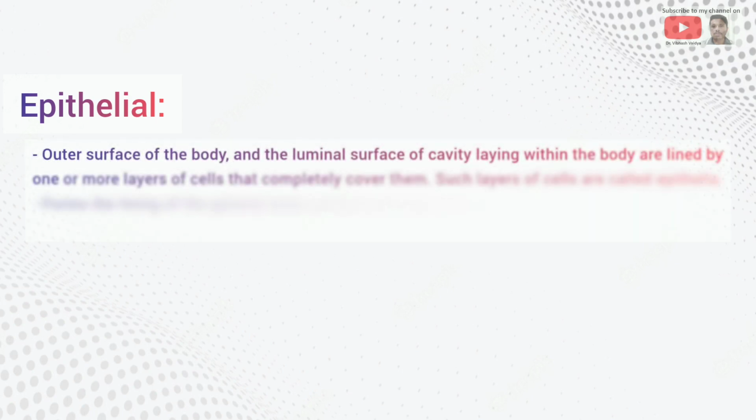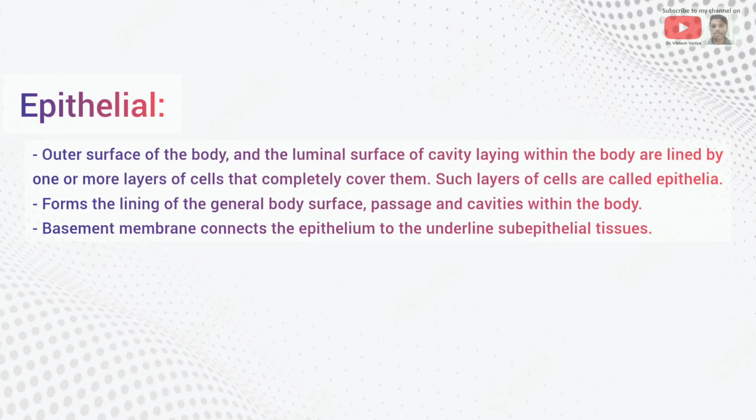The epithelia: the outer surface of the body and the luminal surface of cavities, big or small, lying within the body are lined by one or more layers of cells that completely cover them. Such layers of cells are called epithelia. This epithelial tissue forms the lining of general body surfaces, passages, and cavities within the body. And these epithelial cells rest on a basement membrane, which connects the epithelium to the underlying subepithelial tissue.